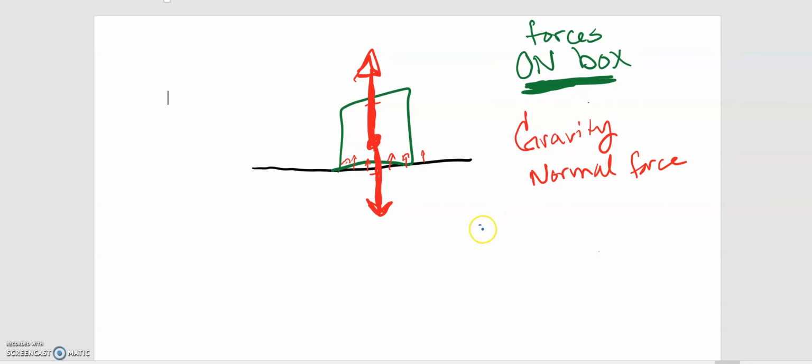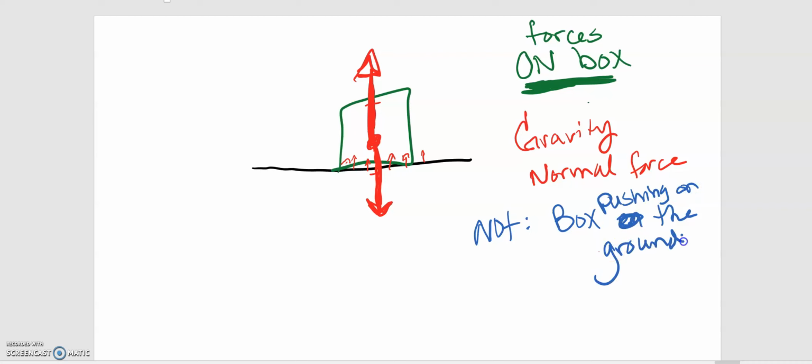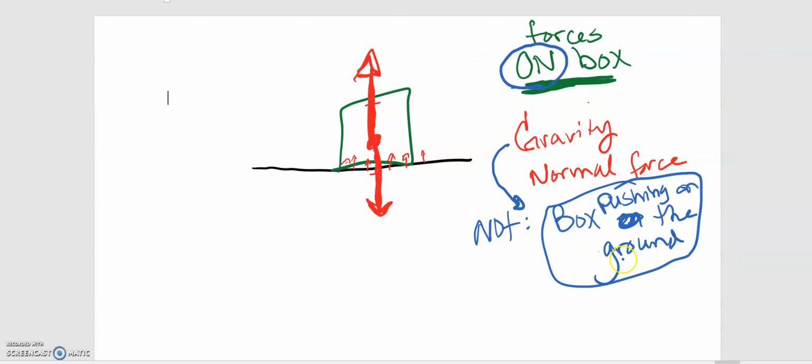Now, one thing that is not acting on the box that I often see people want to do is they say that there's a force of the box on the ground, acting on the ground, or maybe I'll put pushing. Now, yes, that is true. So gravity causes the box to push on the ground. But the reason that we would not list this as one of our forces is because it is not a force that's acting on the box. This is a force that the box is applying to the ground.